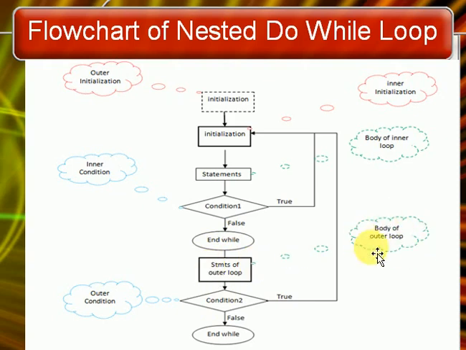which indicates the body of the outer loop. Then the condition associated with the outer do-while loop is tested. If this condition is true, then the outer loop iterates the inner loop until this condition becomes false, and when the condition becomes false, control transfers to the statement outside the body of the do-while loop.